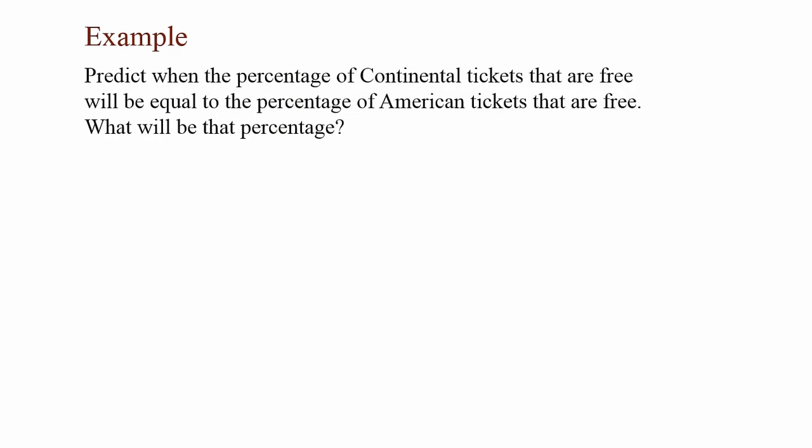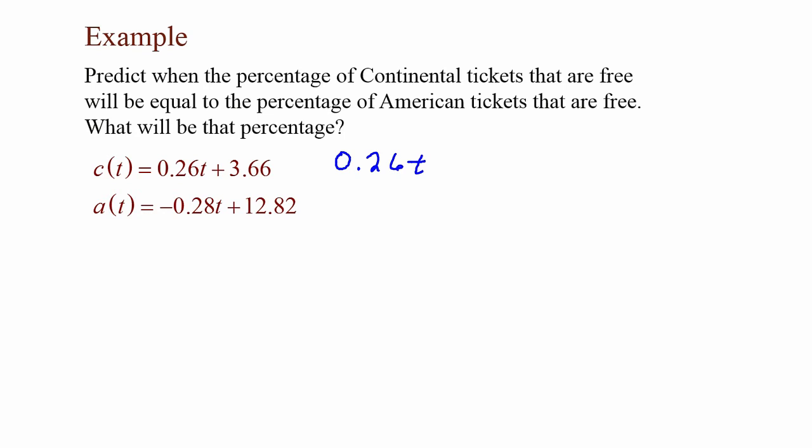In this example, predict when the percentage of Continental tickets that are free will be equal to the percentage of American tickets that are free. What will be that percentage? Using our 2 equations, the easiest method would be substitution. 0.26t plus 3.66 equals negative 0.28t plus 12.82. For my first step, add 0.28t to both sides.